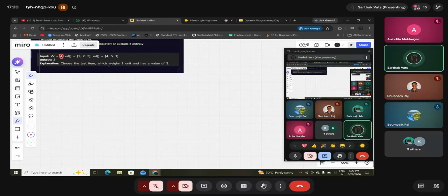Suppose it's 4, then I can either select 4, so the value would be 1. Another possibility is I can select 1 and the value would be 3. There are no more possibilities because we can't take 5 as it is greater than 4. So 3 is our best possible case.